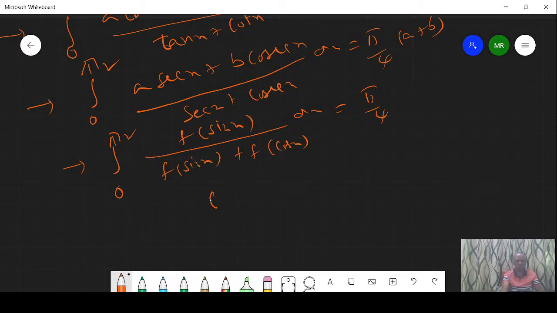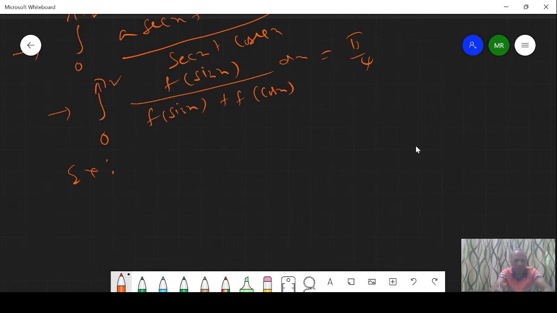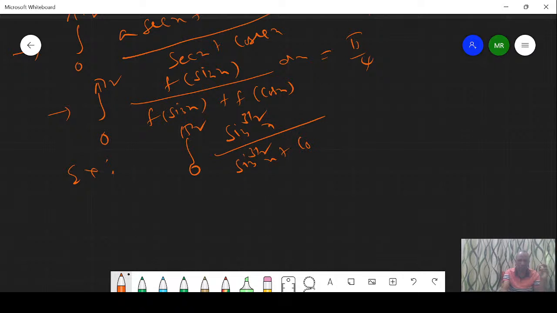So when I am taking an example here, what is the meaning of this, in what way can I consider this? If you take 0 to pi by 2, they are given for example sin power 3 by 2x by sin power 3 by 2x plus cos power 3 by 2x dx. Then the answer is pi by 4.